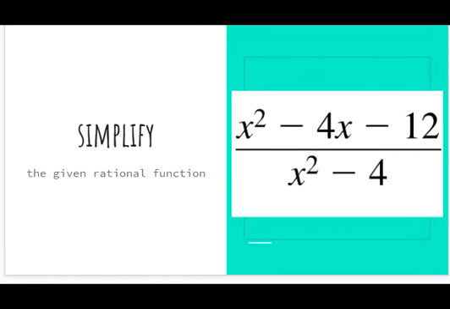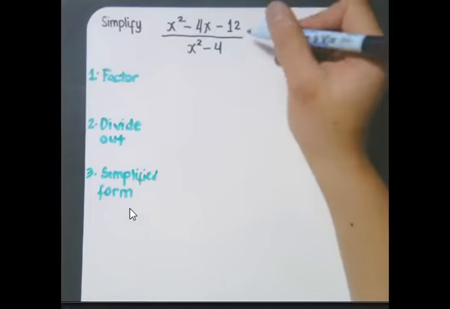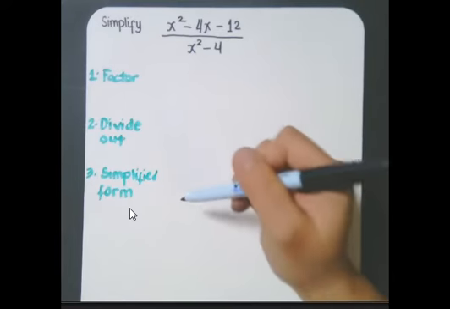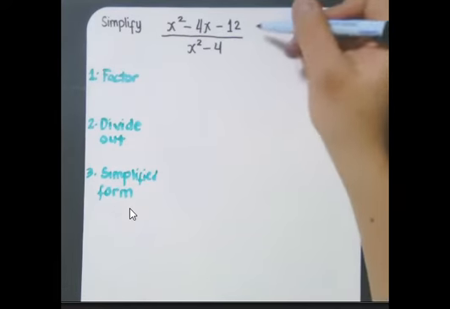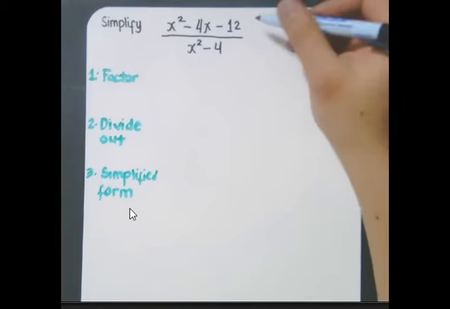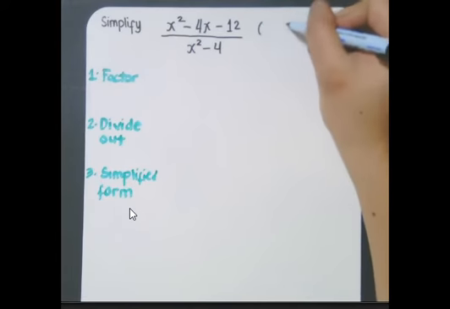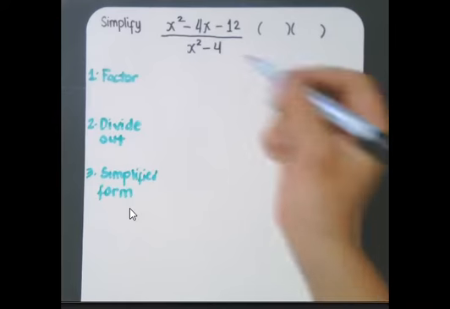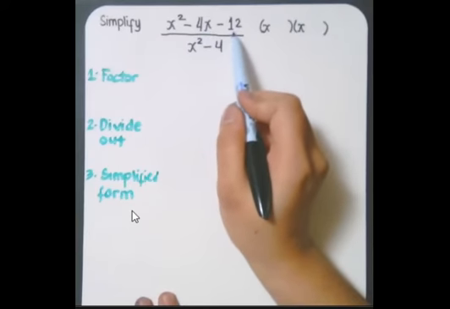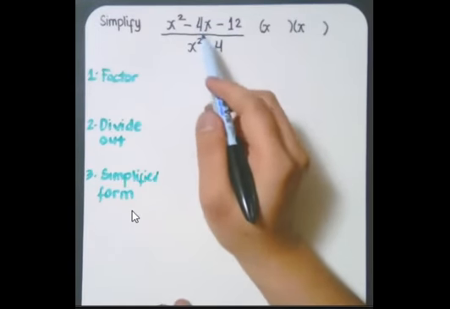Example number 2. Simplify the given rational function x squared minus 4x minus 12 all over x squared minus 4. In order for us to simplify the given function, we need to apply our 3 steps. First, we factor our numerator and denominator. This is an example of a quadratic term. So we factor these out by writing x over here and then x. Think of factors of 12 that will give you 4 when you add or subtract it.